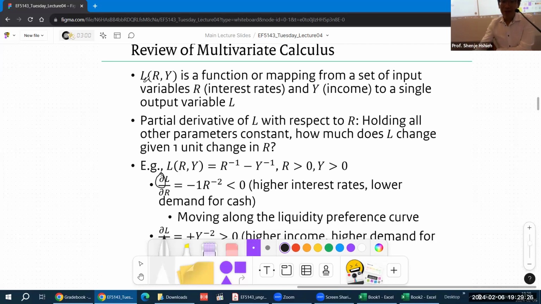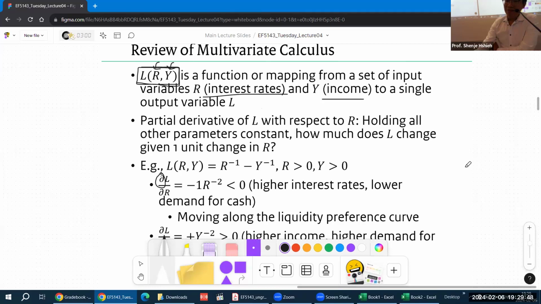All right. So suppose we're trying to model something and it has two inputs, R and Y. So you kind of already know what this is, right? I'm trying to model demand here with two parameters, two variables, R and Y. Okay.